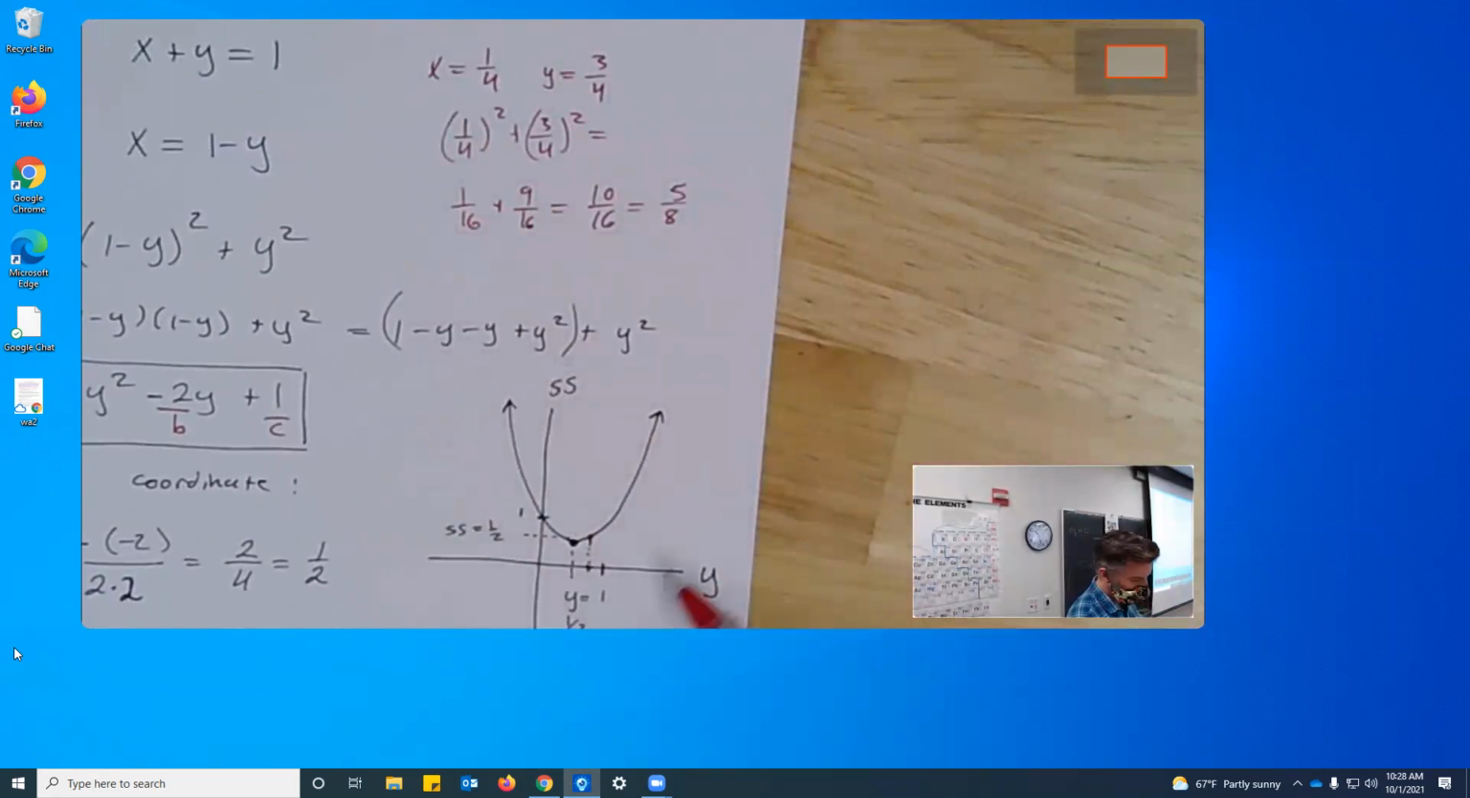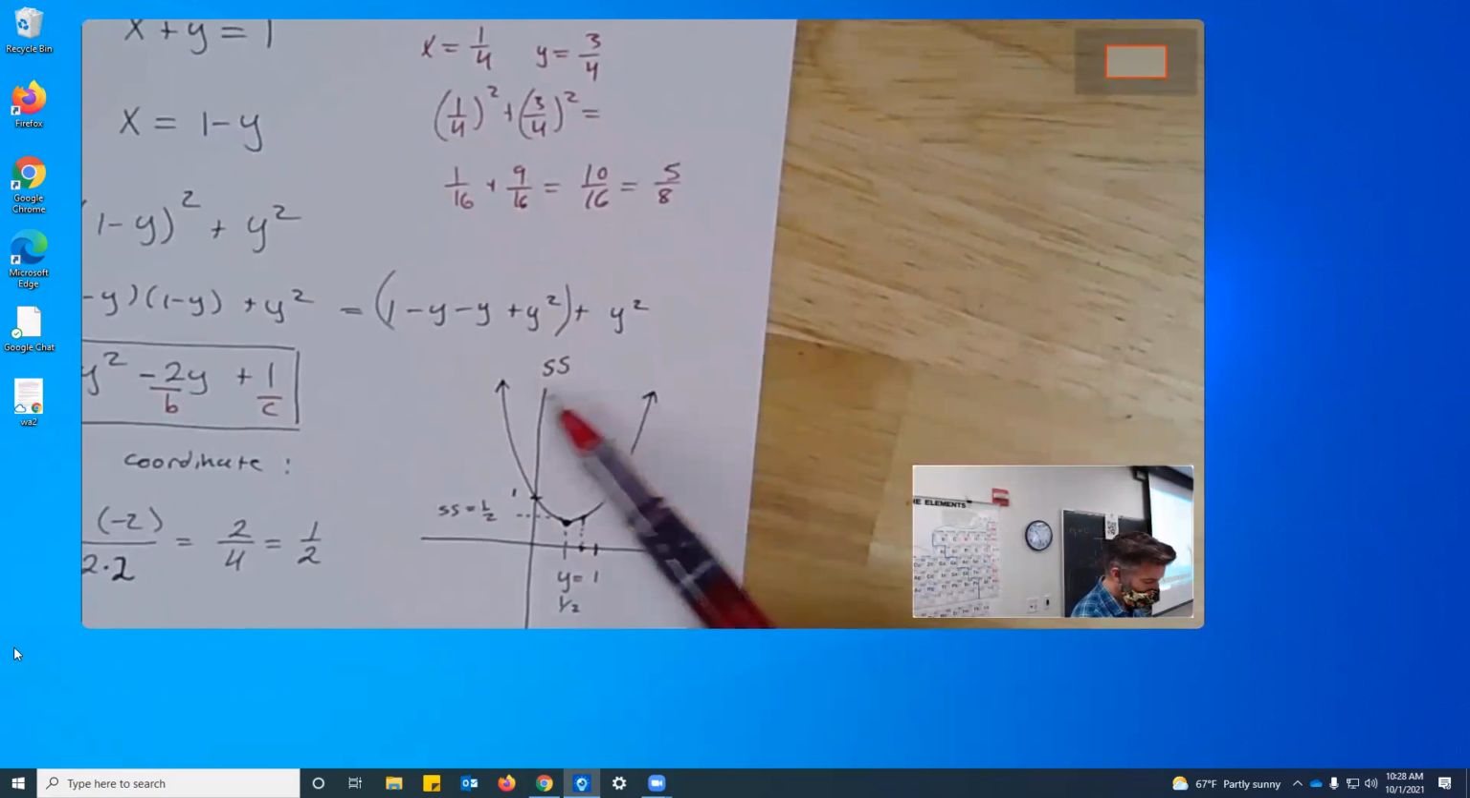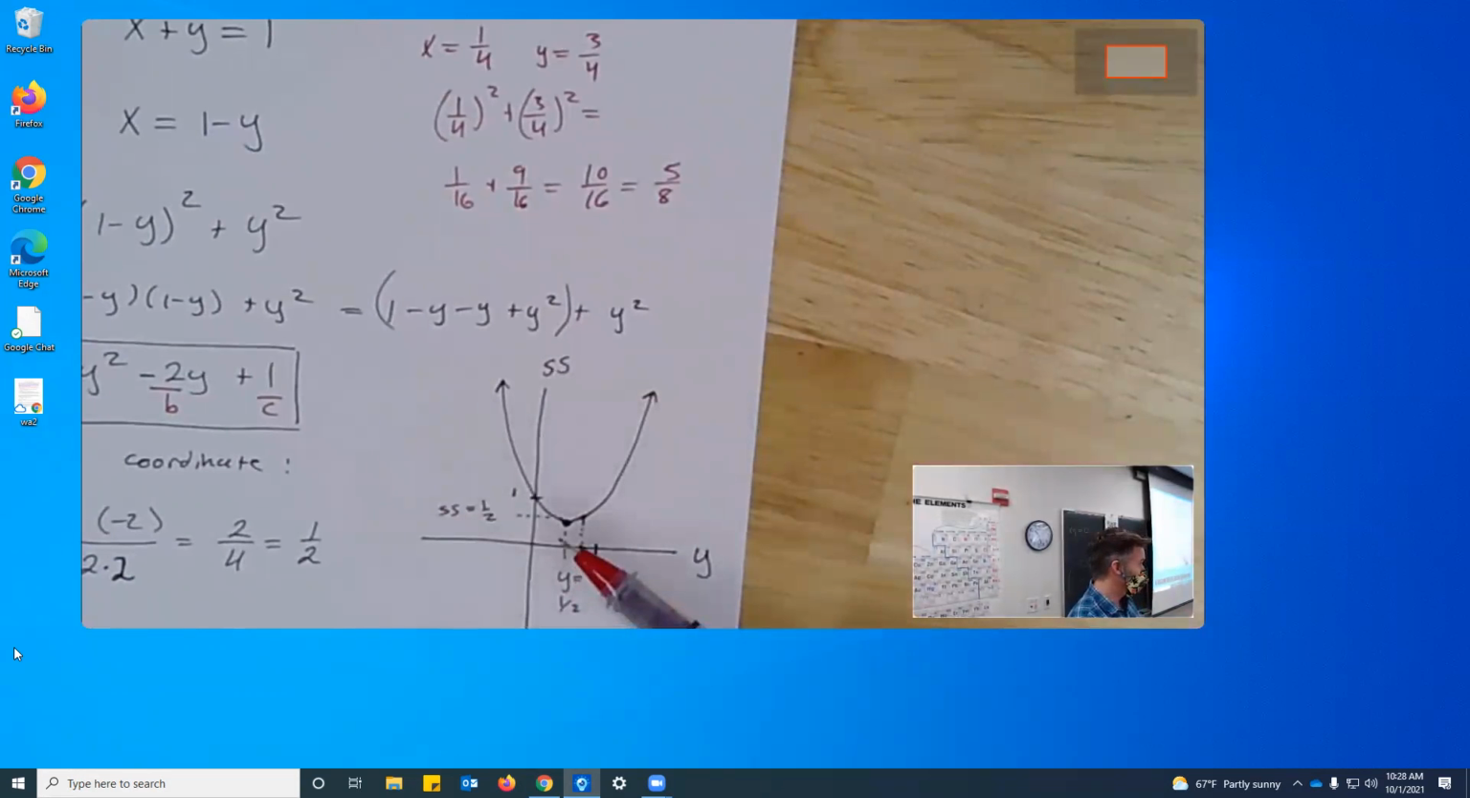And what I really want to make sure everyone's cool with is nowhere on this graph do we know anything about what the x value is. The x value has nothing to do with this. All this graph is telling us is what the sum of squares is based on what the y value is. That's it. So I know it can be a little bit dicey, but that's what's happening.